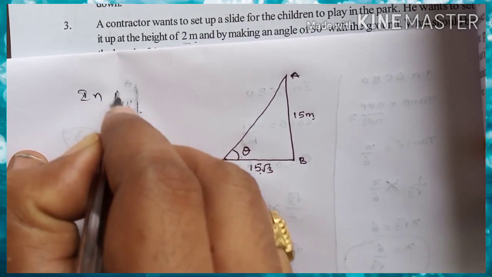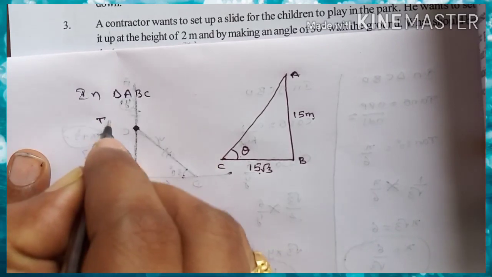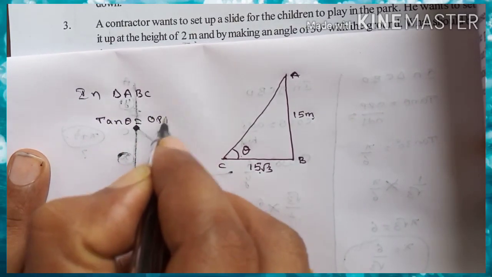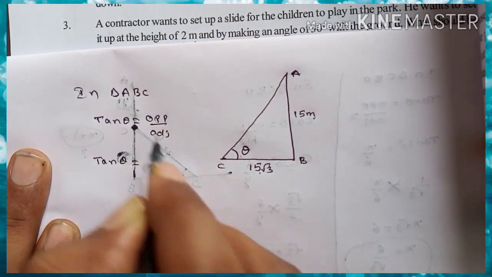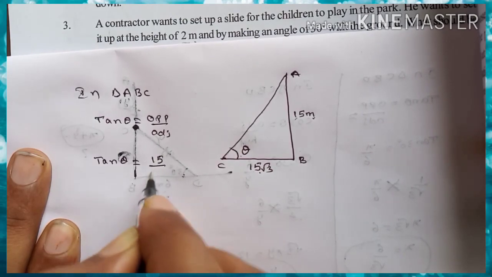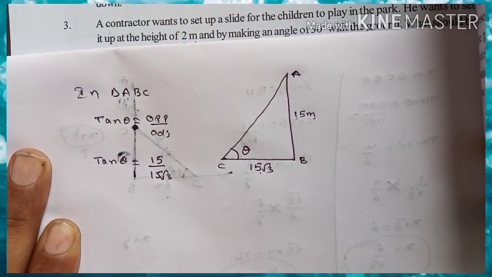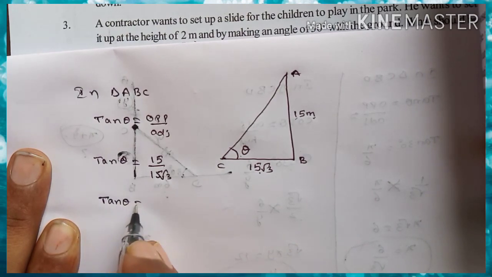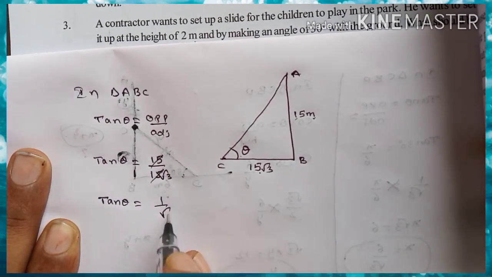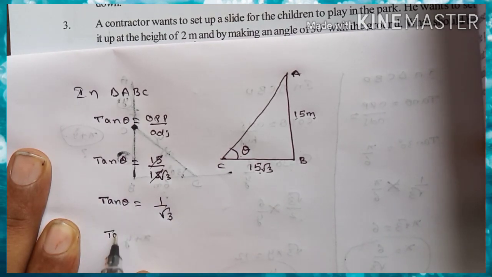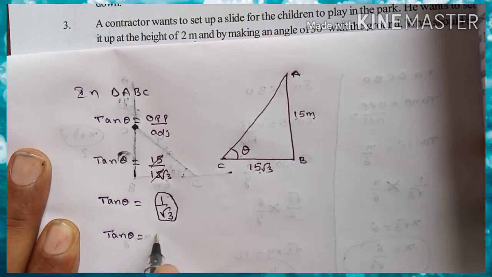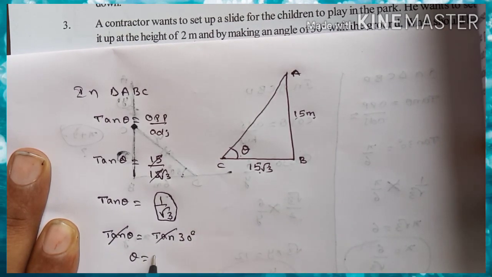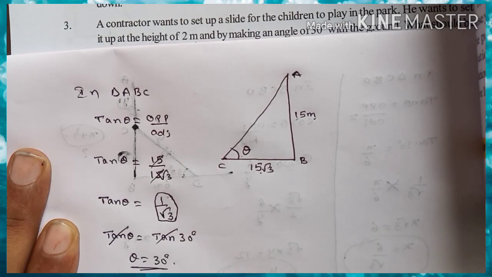In triangle ABC, we can apply tan theta is equal to opposite side by adjacent side. Tan theta you have to calculate. Opposite value 15 by adjacent value 15 root 3. Now tan theta is equal to 15, 15 cancel, 1 by root 3. At which angle is the tan value 1 by root 3? At tan 30 degrees. Tan cancels tan. So theta is equal to 30 degrees. Okay.